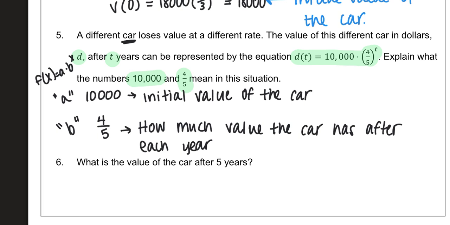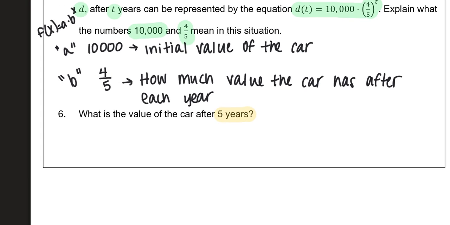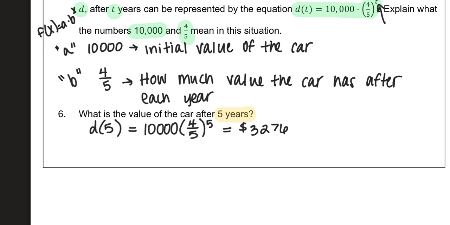And then for question 6, we want to know the value of the car after 5 years. So we can take 5 and plug that in for T into our equation. So we have D of 5 equals 10,000 times 4/5 to the 5th. And if you go ahead and plug that into your calculator, you will get $3,276.80. So that is the value of the car after 5 years.